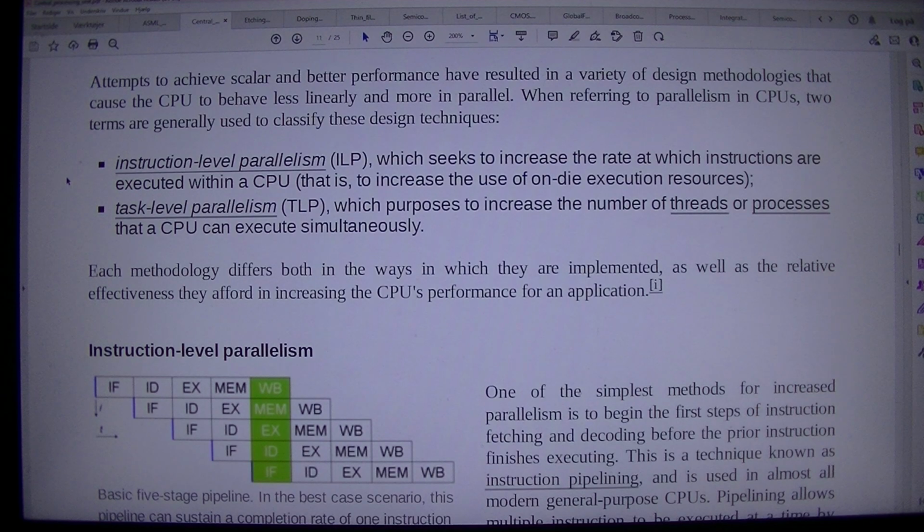When referring to parallelism in CPUs, two terms are generally used to classify these design techniques. Instruction-level parallelism, ILP, seeks to increase the rate at which instructions are executed within a CPU, that is, to increase the use of on-die execution resources. Task-level parallelism, TLP, purposes to increase the number of threads or processes that a CPU can execute simultaneously. Each methodology differs both in the ways in which they are implemented, as well as the relative effectiveness they afford in increasing the CPU's performance for an application.